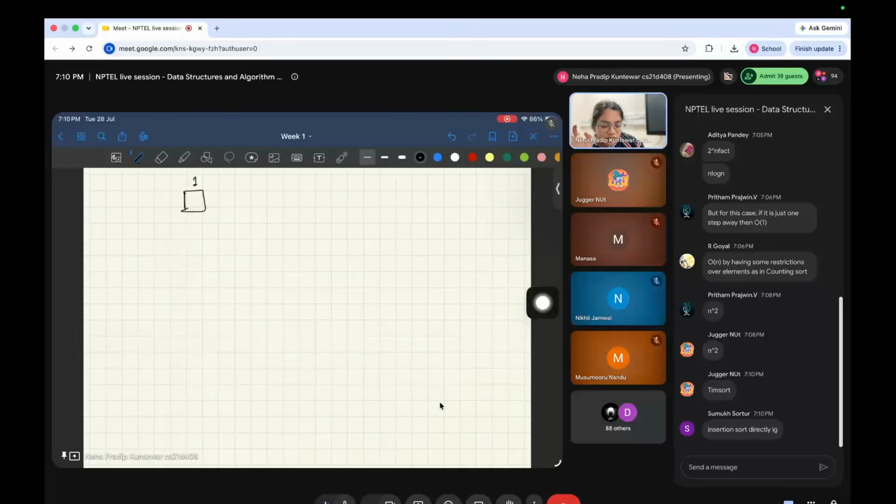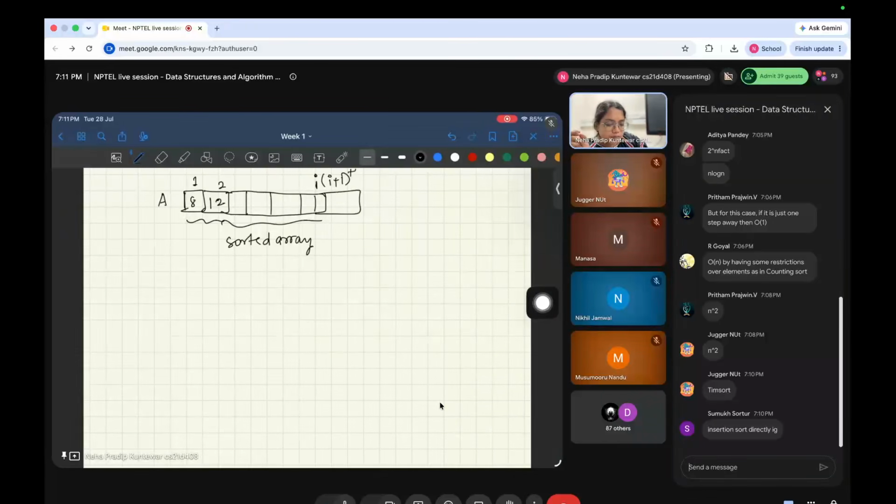So this element is already sorted. I'm just arbitrarily writing some values. Now you look at the second element, and we are trying to place this element in its correct position. Let's say this is 12. This is also already sorted. Let's say we are at the ith instance. You keep on repeating at the ith position. You have a sorted array here, and you're trying to insert the I plus 1th element, which is, let's say, 42.